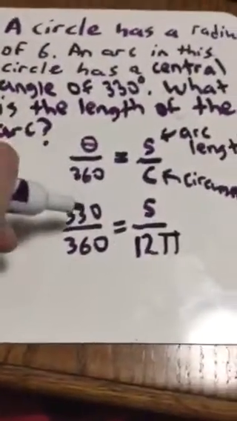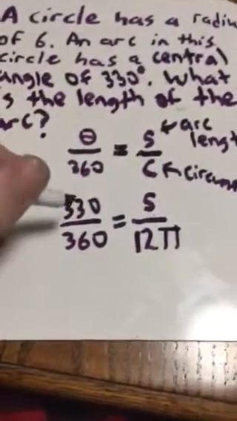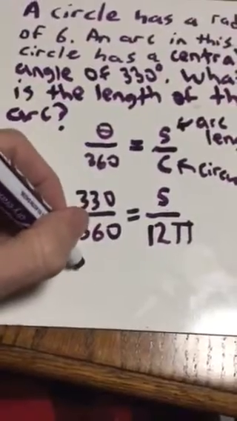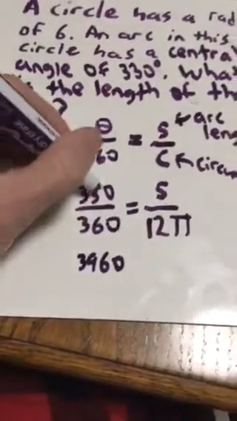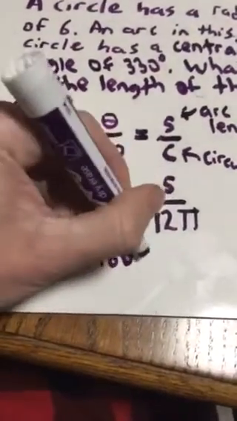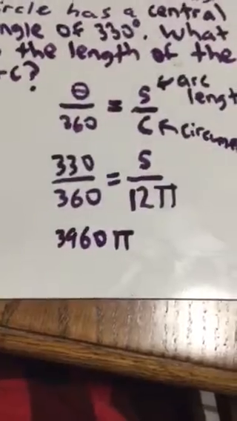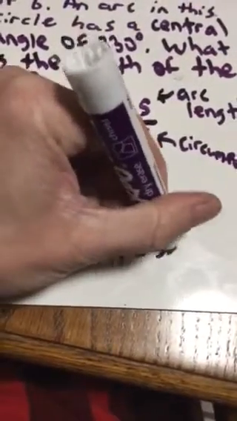All right, so now we're going to cross multiply here. We're going to do 330 times 12 pi and 360 times S. All right, so 330 times 12 is 3,960. So 330 times 12, 3,960. Multiply that by pi. I haven't done that yet, so I'll just leave it like this. And that equals 360 S.